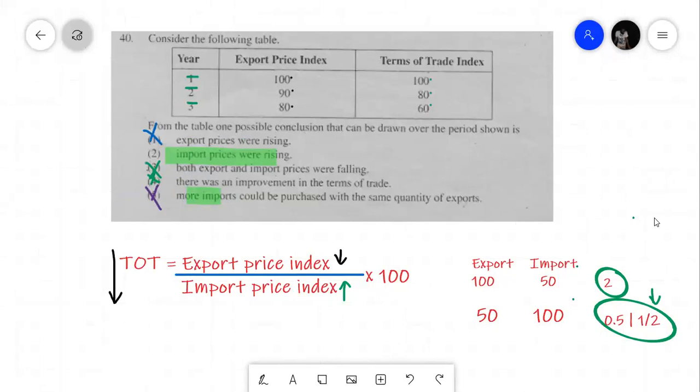Are we okay with question 40? The answer is number 2, guys. Okay, done. So moving on to the next one.